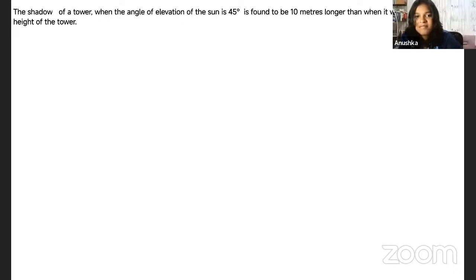Sir, is it okay if we include the tower also in the diagram, just to understand better? Yeah, you can do it. I'm not going to draw the tower, Anushka. Can I keep my video off? It's kind of going slow, my laptop, for some reason. Okay. Could you draw it?